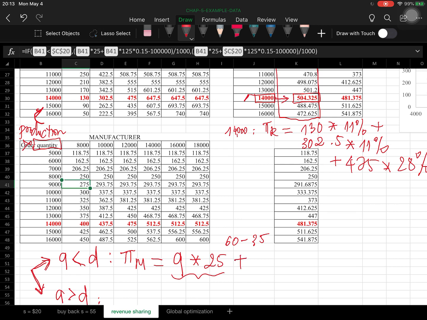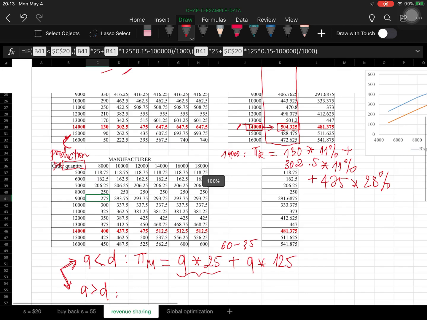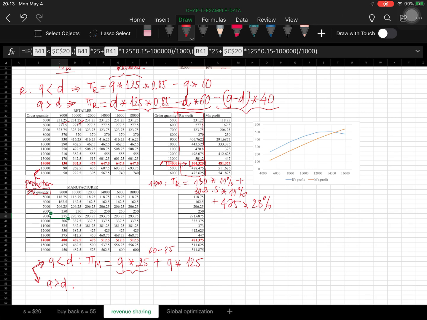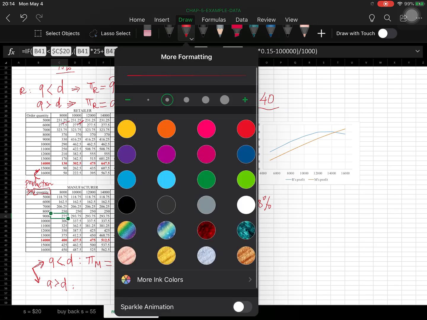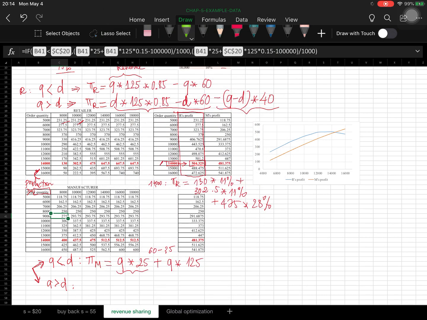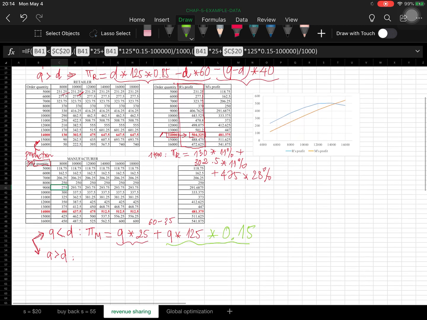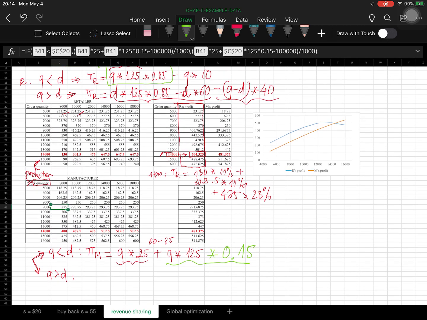However, they still have the revenue sharing from the retailer, that is equal to the quantity multiplied by 125 here, this one, and it's multiplied by 0.15. This is the sharing from the retailer, and minus the fixed cost.